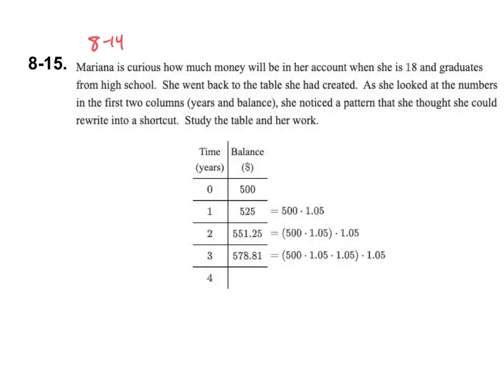All right, so we're going to skip problem 8-14, which the setup there was about this girl named Mariana, and saying that her grandfather invested $500 the day that she was born into a college savings account. So using that information here, it says that she is curious about how much money will be in her account when she is 18 and graduates from high school, because that's when she'll need it for college.